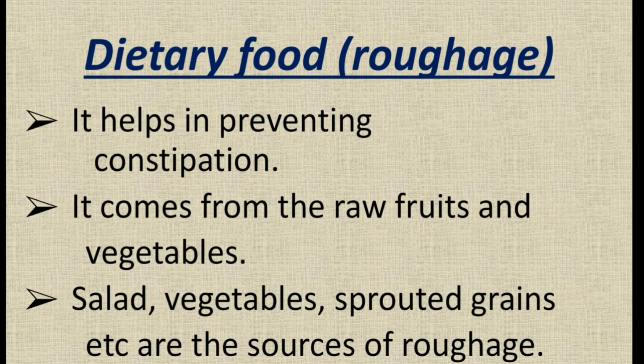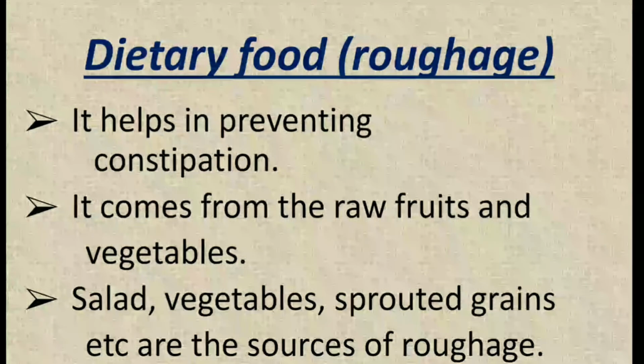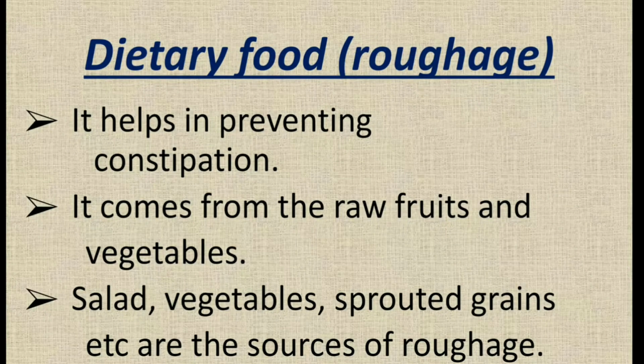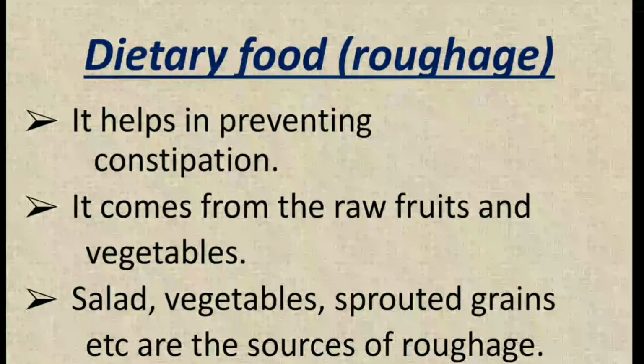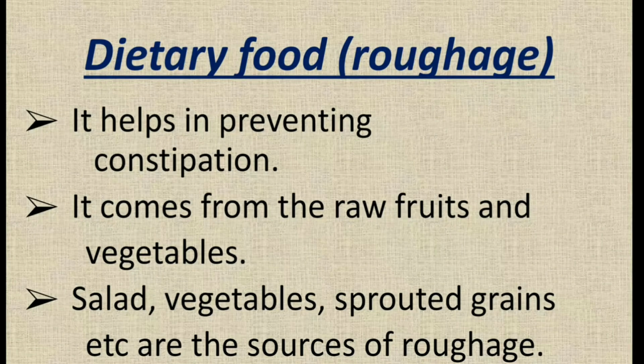Then we will discuss dietary fibers. Like water, dietary fiber has no food value, but it plays a very important role in good digestion. It helps in preventing constipation. It comes from raw fruits and vegetables. Salad, vegetables, sprouted grains, etc. are the sources of roughage.